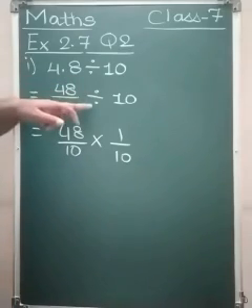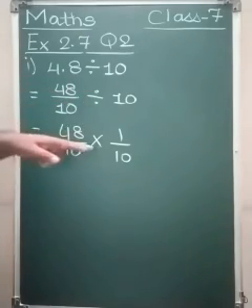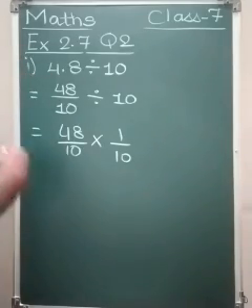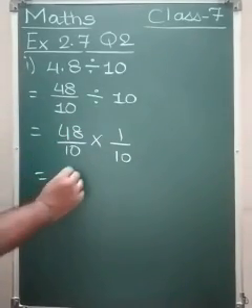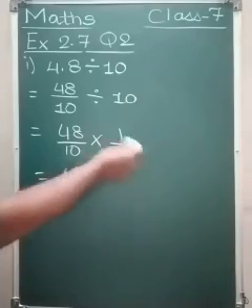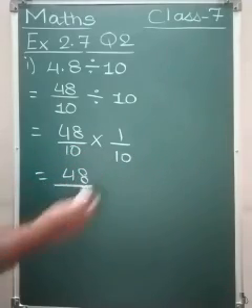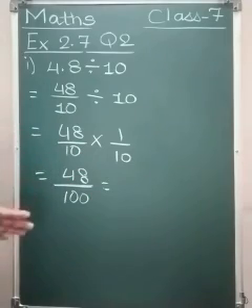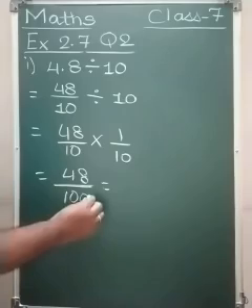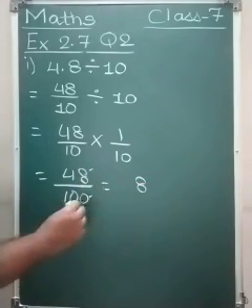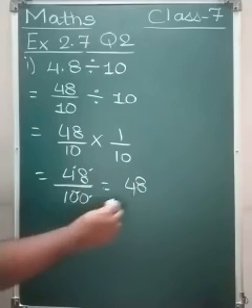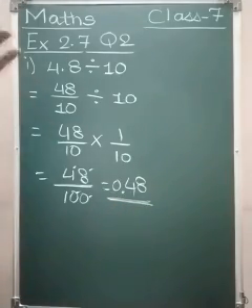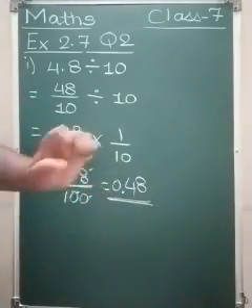In other words, division means multiplication with the reciprocal of the number. Numerator multiplied by numerator, so 48 multiplied by 1 is 48, and 10 multiplied by 10 is 100. Then we just have to convert this fraction into a decimal number again. For this 0 we got 8, for this 0 we got 4, then comes the decimal point, no other number, so 0.48.